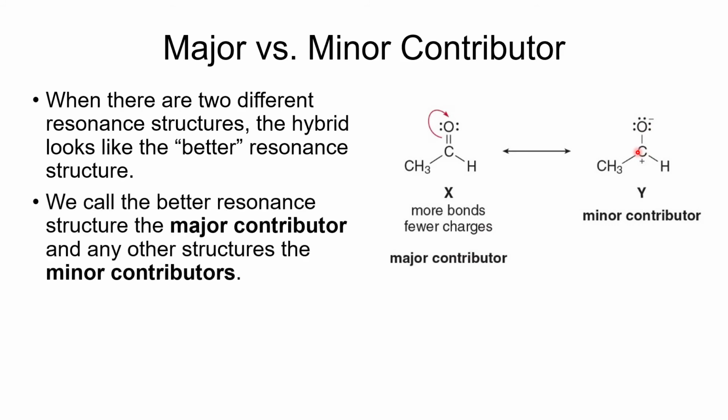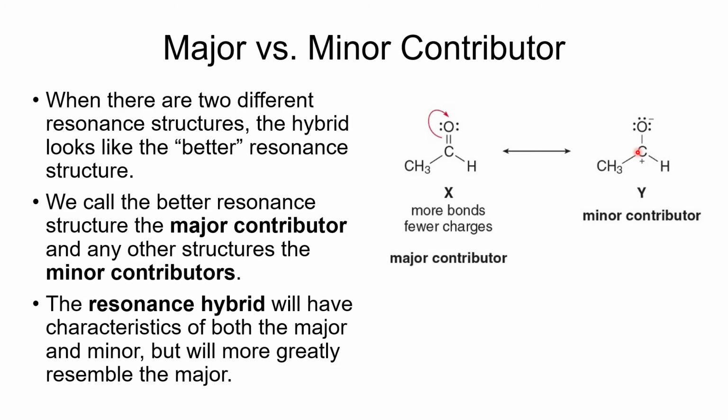Well, the major structure is going to be, again, the better structure is the major structure, and any other structures are going to be considered minor contributors or minor structures. So the major contributor and the minor contributor, the major one is the better one. And of course the resonance hybrid will have characteristics of both. So here is our resonance hybrid. It'll have characteristics of both, but it is going to more closely resemble the major contributor.